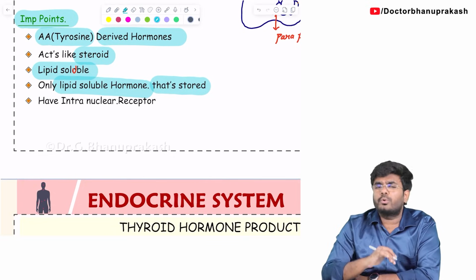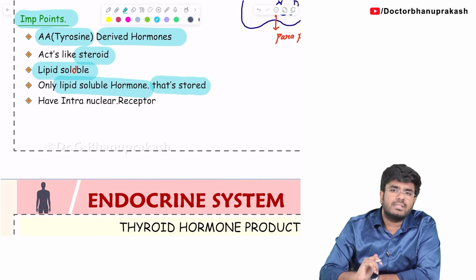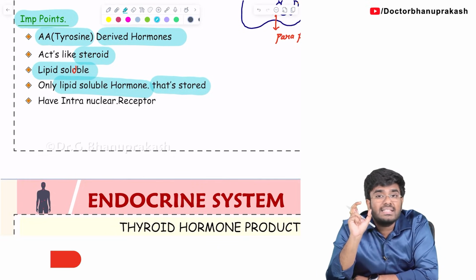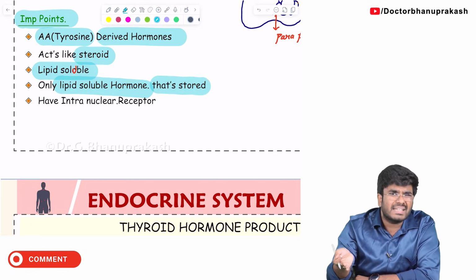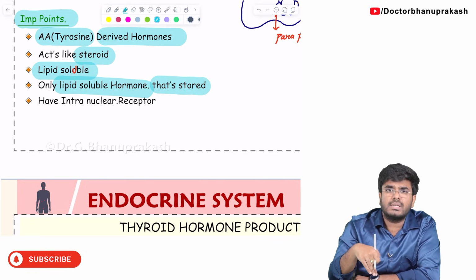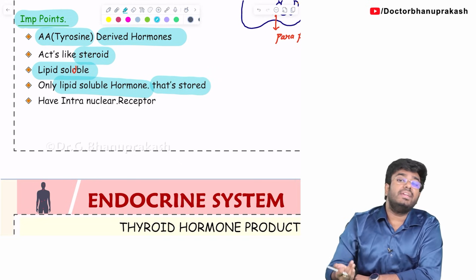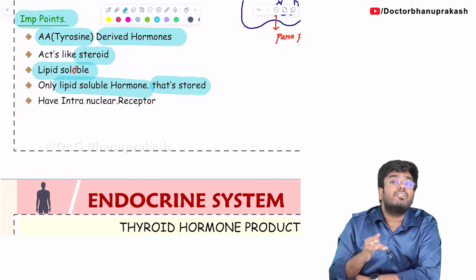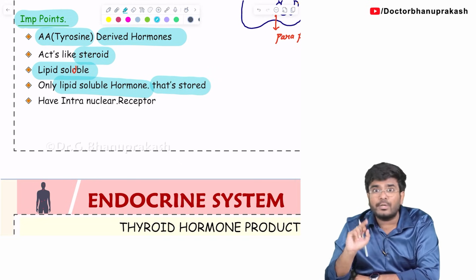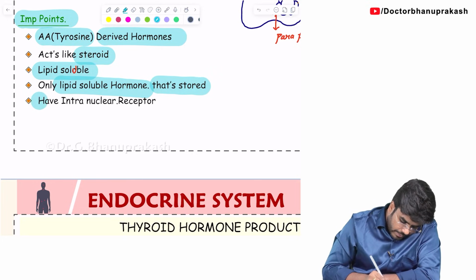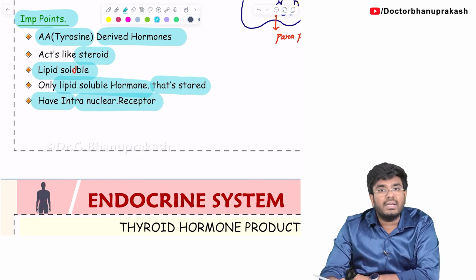And I have taught you, right, they can cross the cell membranes. So the thyroid hormone receptor, the receptor for the thyroid hormone, is it present on the cell surface? No, it is entering into the cell. So definitely thyroid hormones have an intracellular receptor, but where? In the nucleus, not in the cytoplasm. So the thyroid hormones have intranuclear receptors.